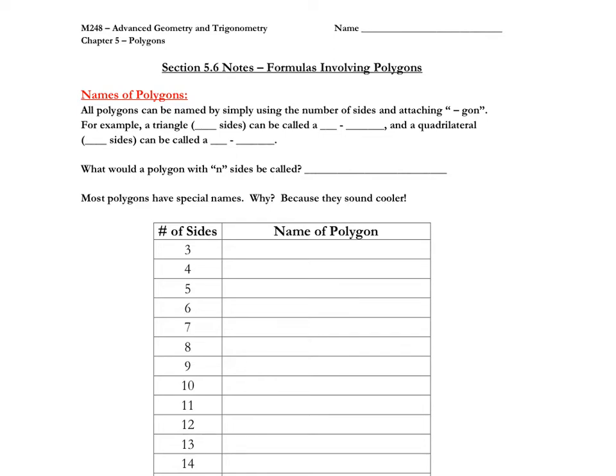All polygons can be named simply using the number of sides and attaching a gon to it. So for example, a triangle that has 3 sides can also be called a three-gon. And a quadrilateral, which has 4 sides, can also be called a four-gon. What would a polygon with n sides be called? An n-gon. So basically, you just take the number of sides and add gon to it.